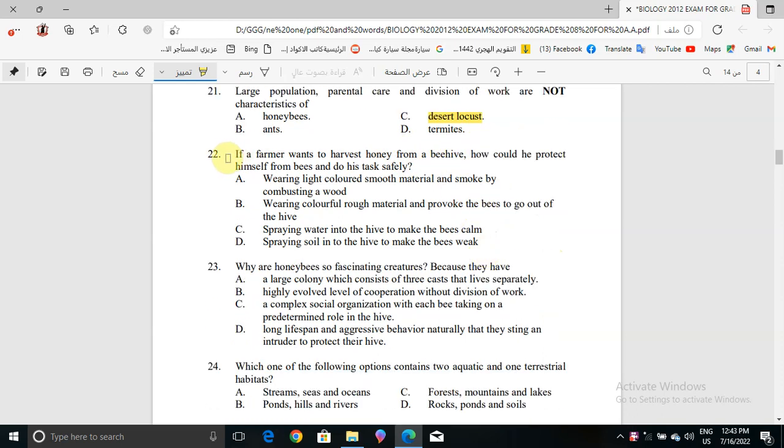Now question number 22. If a farmer wants to harvest honey from a beehive, how could he protect himself from bees and do his task safely? The correct answer is A, wearing light colored smooth material and smoke by combusting wood. Light colored means white, right? Yes, this is the correct answer for question number 22.